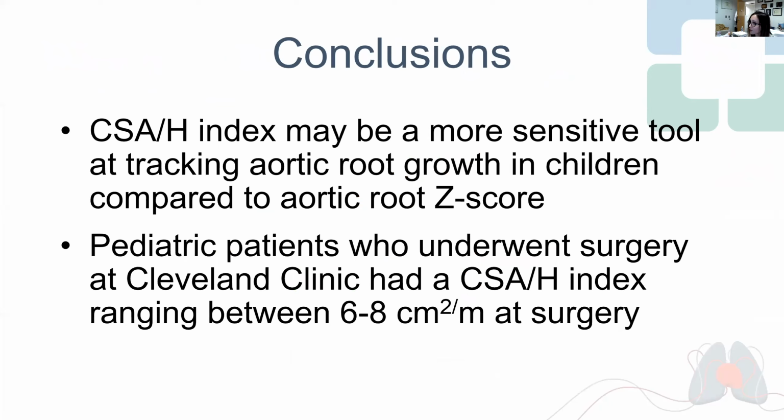Therefore, the CSA over height index may be a more sensitive tool at tracking aortic growth in children compared to aortic root Z-score, which is commonly utilized. Pediatric patients undergoing surgery at Cleveland Clinic had a CSA over height index that ranged between 6 and 8 centimeters squared per meter at the time of surgery, suggesting that this may be an important threshold for surgical intervention.